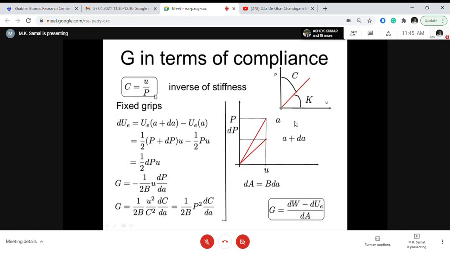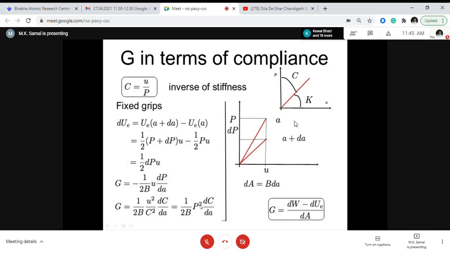Okay, it is simply a minus sign, minus 1 by c square dc by dA, and minus minus cancels. So I get 1 by 2b. Then u was already there, and another u comes from this dp by dA. So u square by c square dc by dA. And u by c is nothing but p, so this square becomes p square. So it becomes p square by 2b into dc by dA.